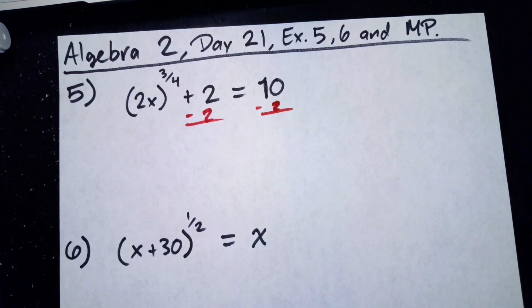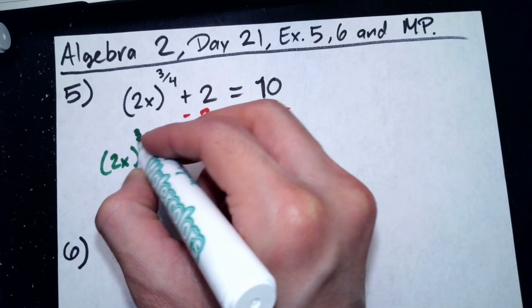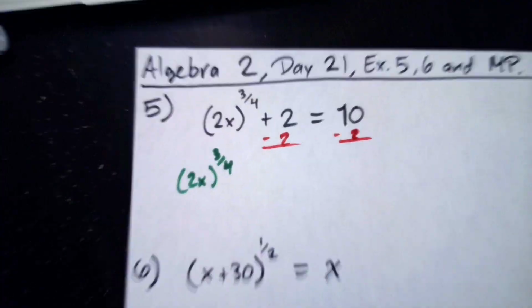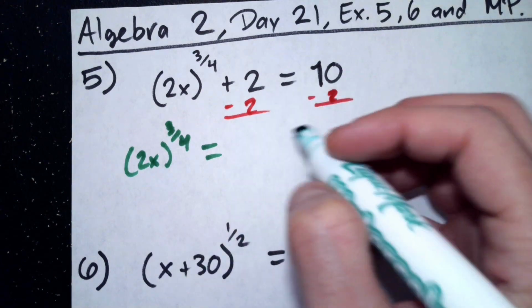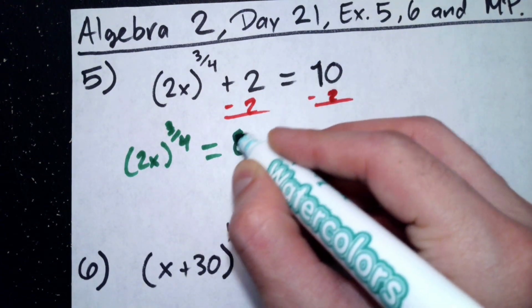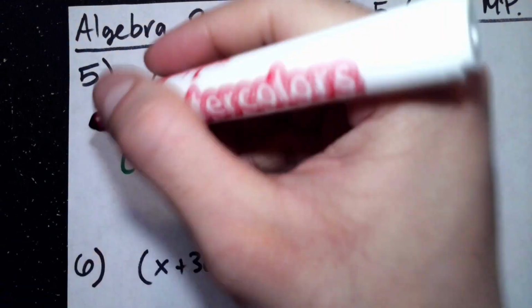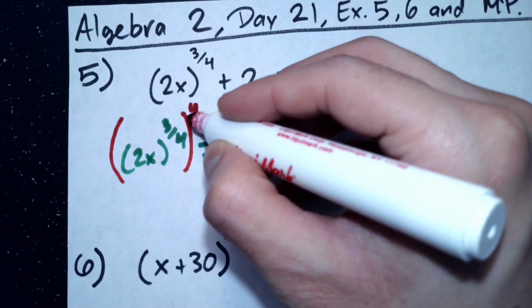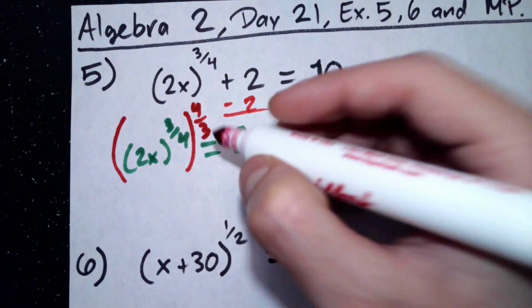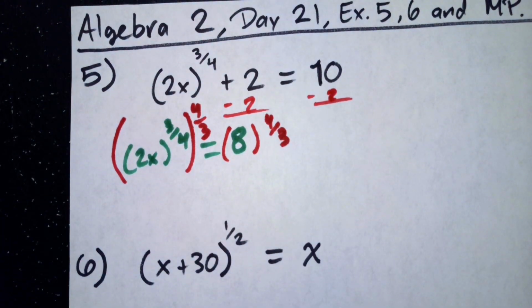And so we get that 2 times x to the power of 3/4 has to be equal to 10 minus 2, that is 8. And then now I need to get rid of this power of 3/4. So if I want to do that, I'm going to have to raise everything to the power of the reciprocal 4/3, which means that I have to take this 8 and I also have to raise it to the 4/3 power.